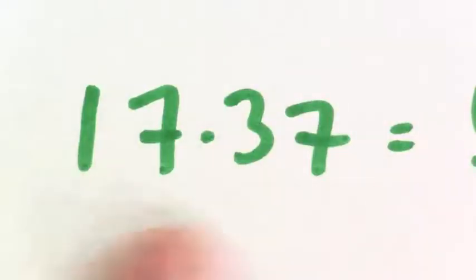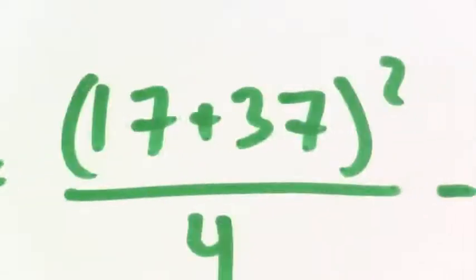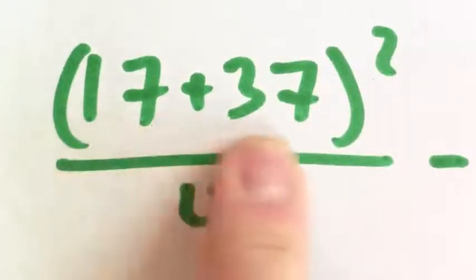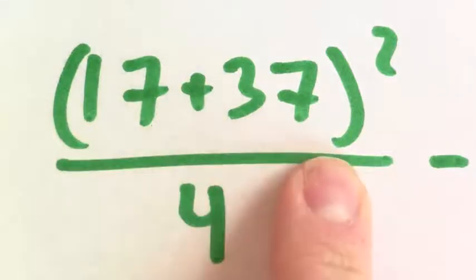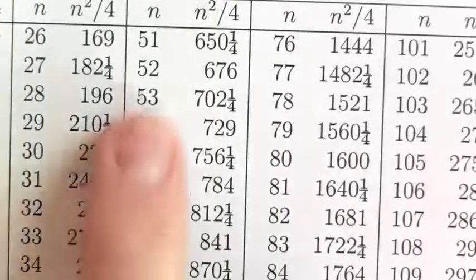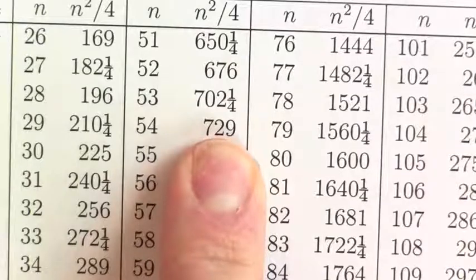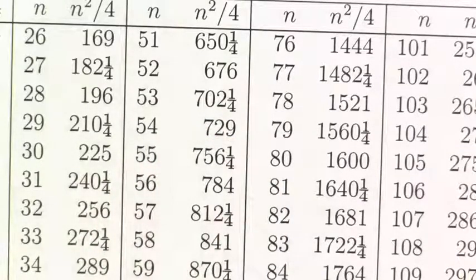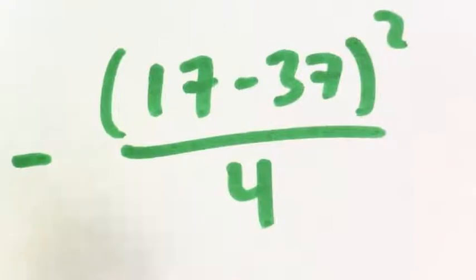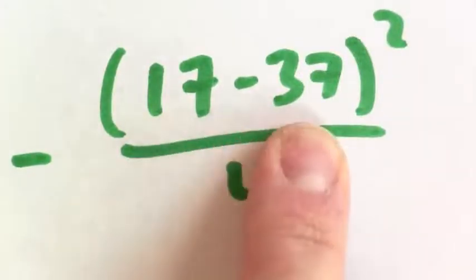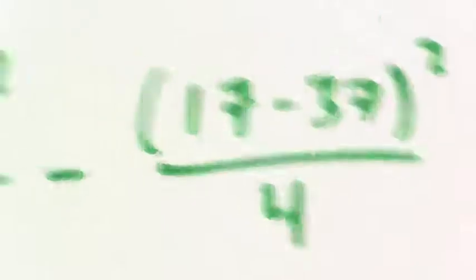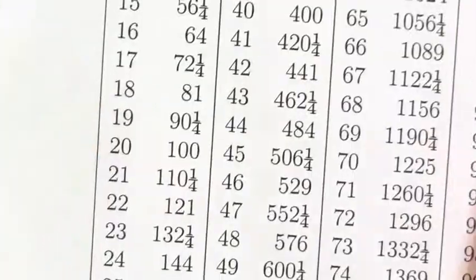Let's try doing this on a much bigger number. Let's try to multiply 17 by 37 using quarter squares. So the first thing to do is to figure out the quarter square of 17 plus 37. 17 plus 37 is 54. I've got a much bigger table of quarter squares here. Here's 54 in my table. 54 squared over 4, according to my table, is 729. Now the next step is to look at the difference of 17 and 37, which is 20, and look that up in my table of quarter squares.